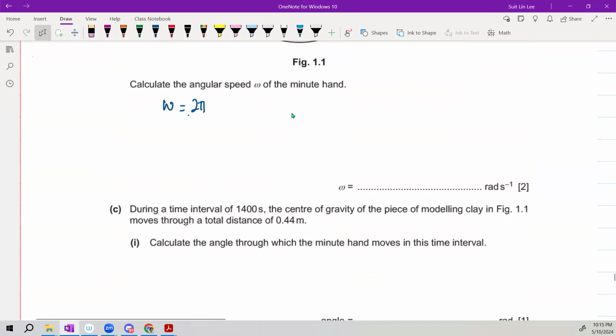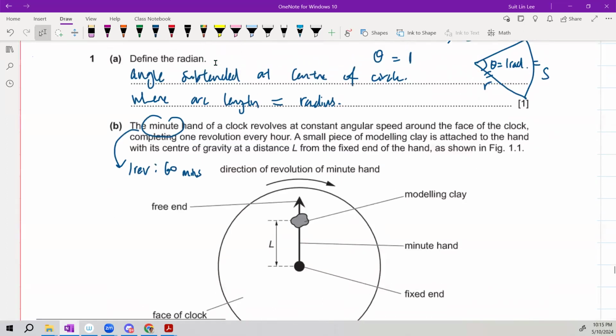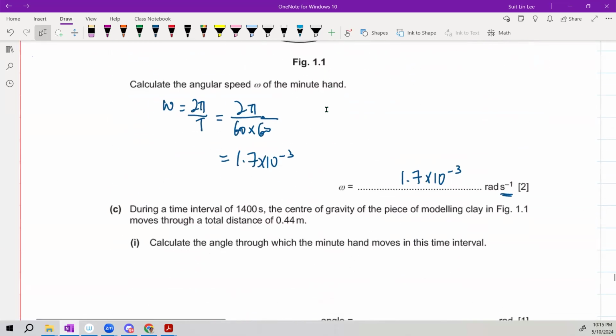Omega, you can use 2 pi over T. 1 cycle, right? So this will be 2 pi over 60 minutes, 60 seconds. So 1.7 times 10 to the power negative 3. 2 SF is good enough, although they didn't provide any other data, but it's fine. You want to write 3 also can?